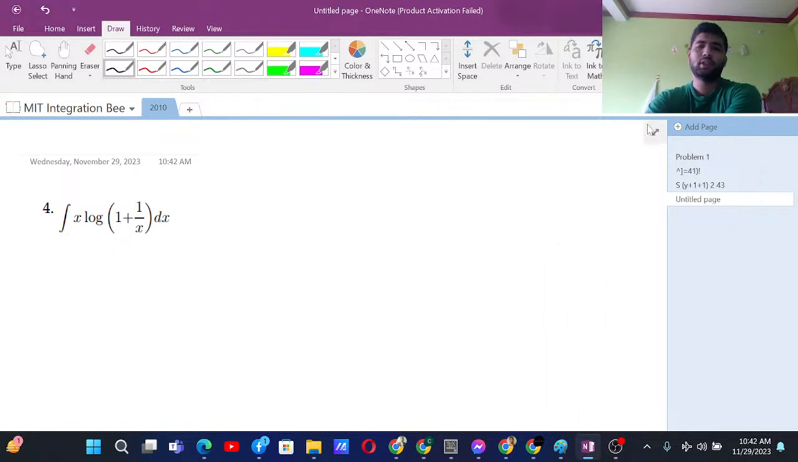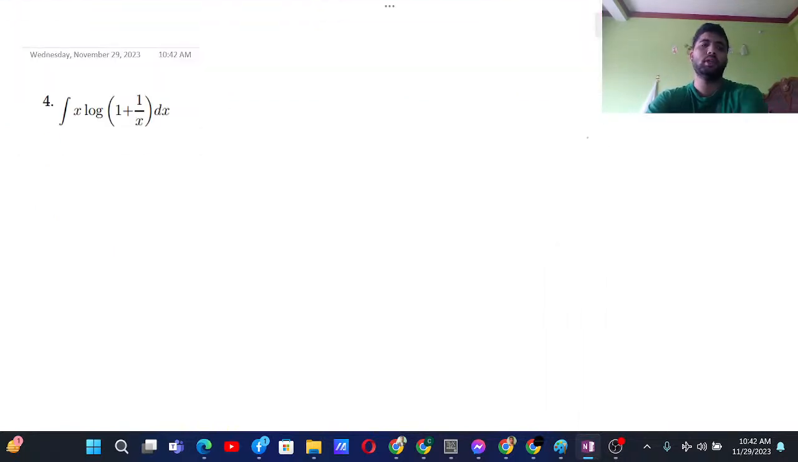Now for this integral, I think basically we can just assume this. You can use substitution, or we can also do integration by parts. Because this gives us minus 1 by x square, and we'll also get x square by 2. So the cancellation occurs, and that's helpful.